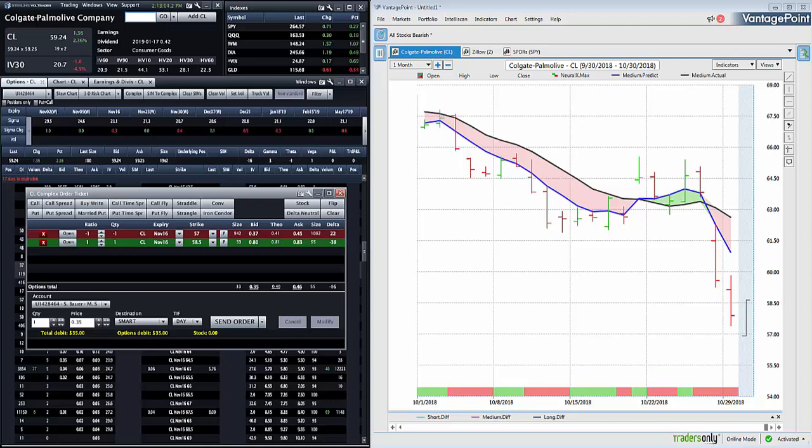Hello, traders, and welcome to the VantagePoint Trading Journal for today, Tuesday, October 30th, 2018. We're going to show you how VantagePoint has been forecasting market movements and show you what you need to pay attention to. Okay, we are focused on Colgate-Palmolive, CL.